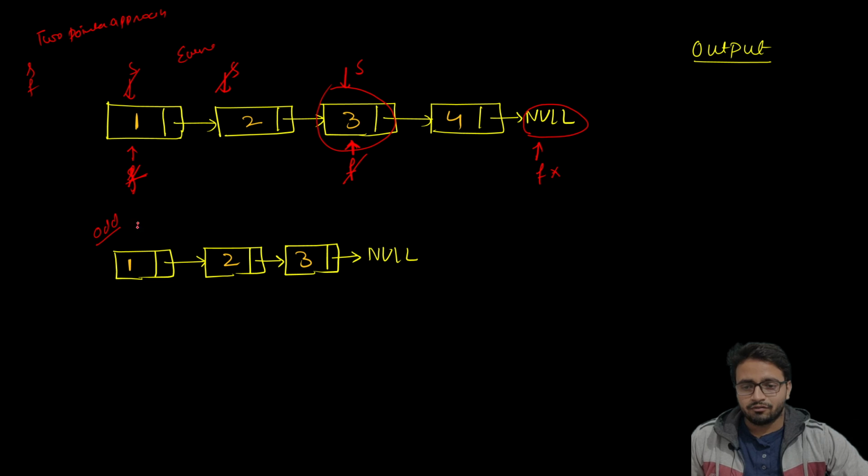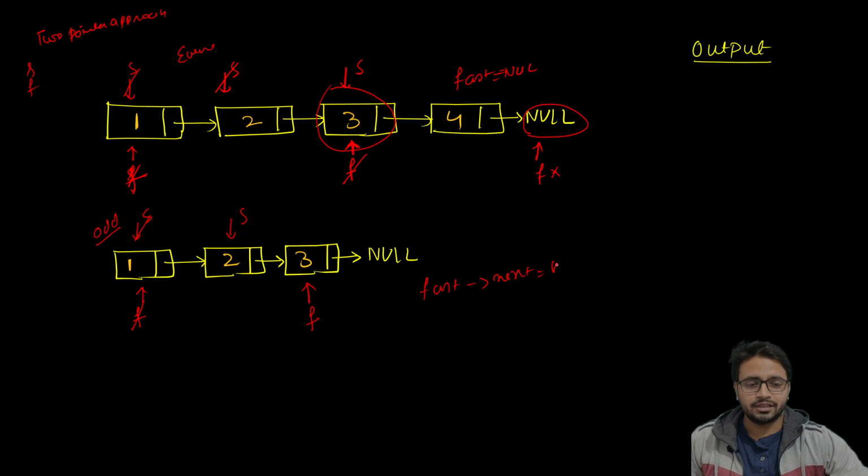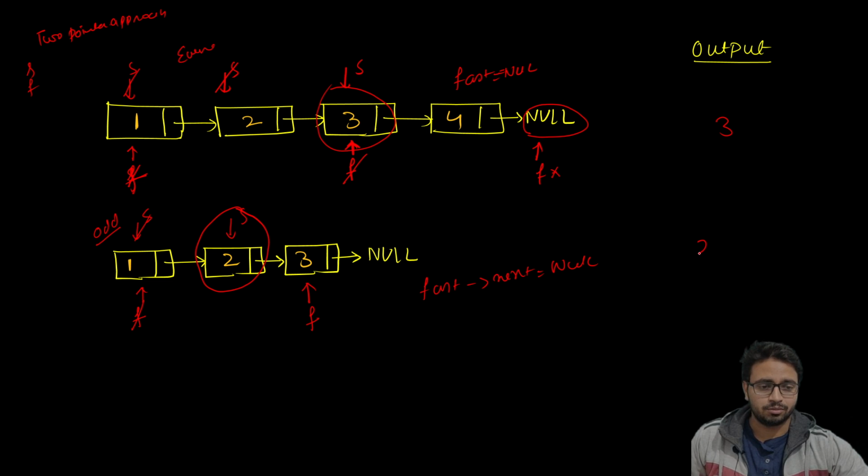Let us see what happens if we have an odd number of nodes. We will start with the same slow and fast. Check whether fast is equal to null or fast next is equal to null. Both are failing over here, so we can increment our fast pointer by 2. Fast will point over here, and slow will just increment itself by 1. So now fast next is going to hit null. In this case, fast next is null. So we hit our condition and we'll stop our loop. So in this case also, slow is going to store our middle element. Output over here is 3 and output over here is 2.